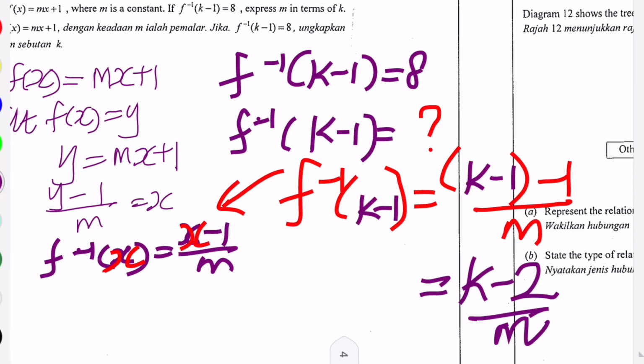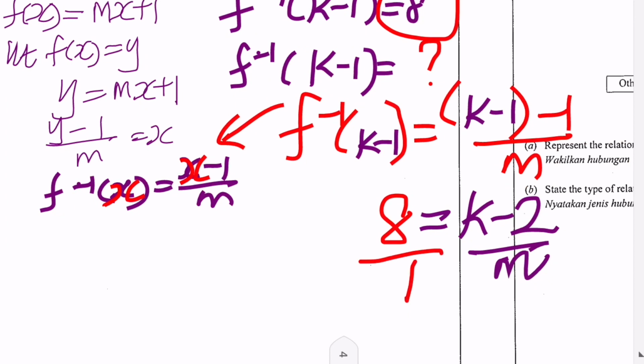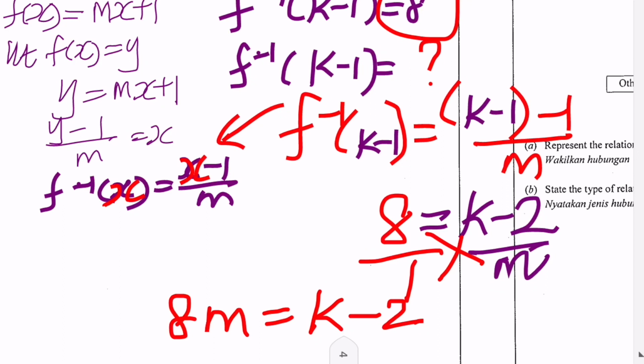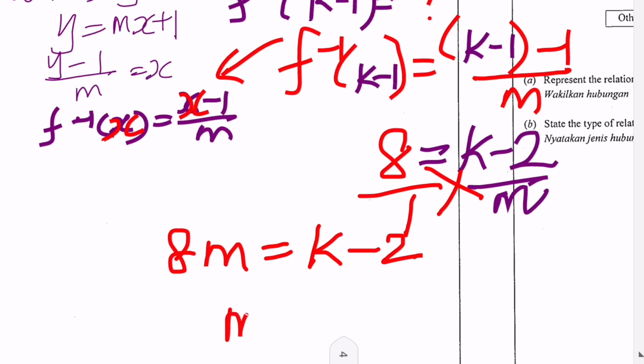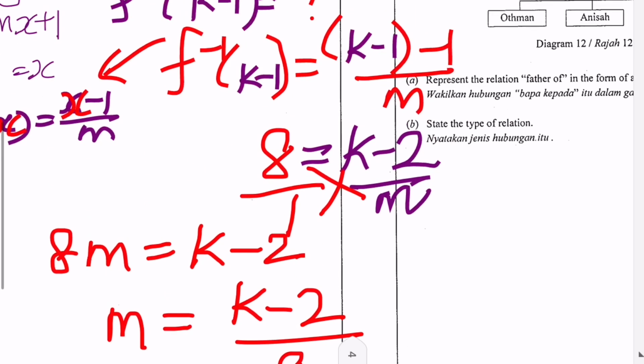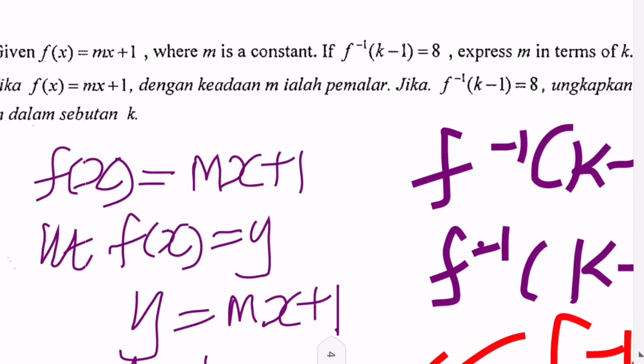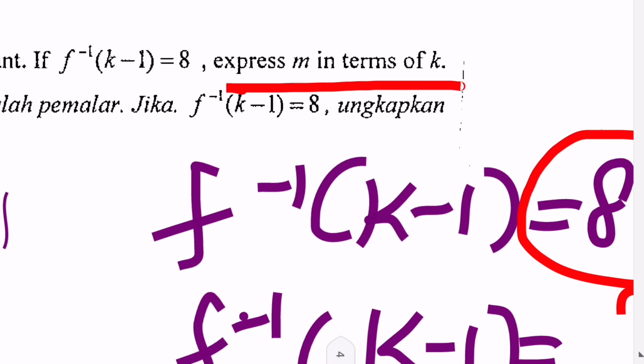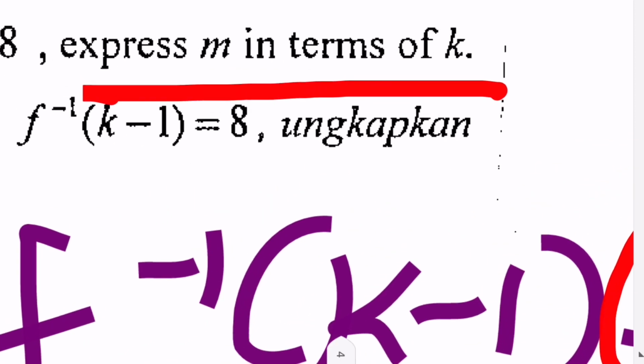So you will just equate with the 8, alright? Okay, can you see that? So you just cross multiply, and the question says express m in terms of k again. So we need to make sure m is in terms of k. Okay, let's go through the question. Express m in terms of k.